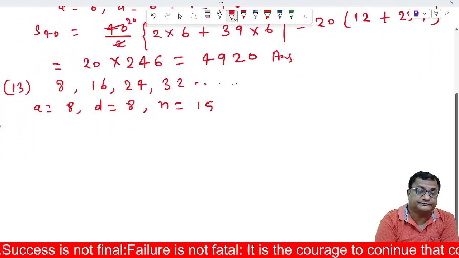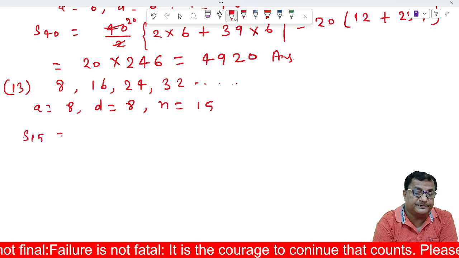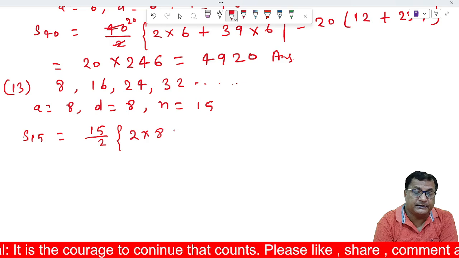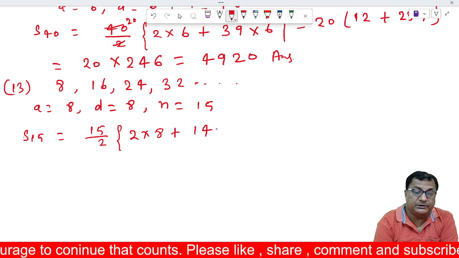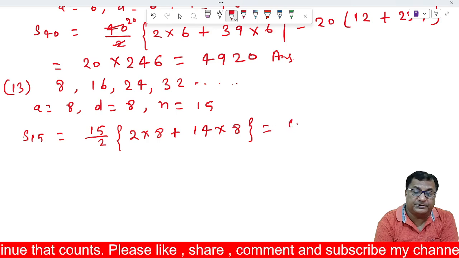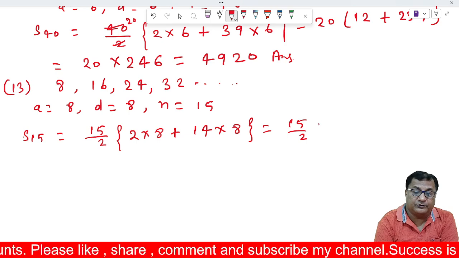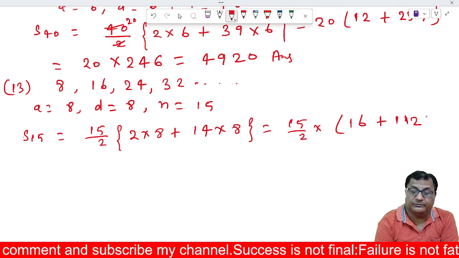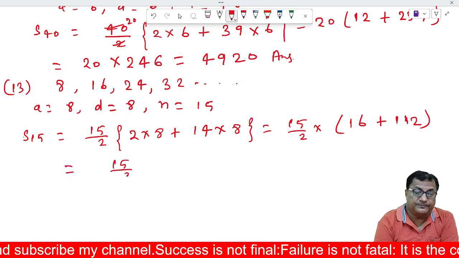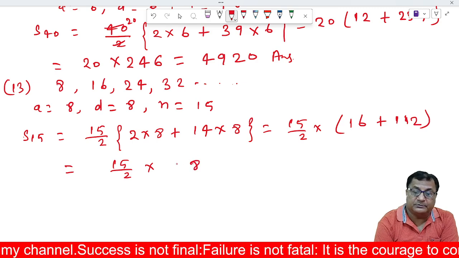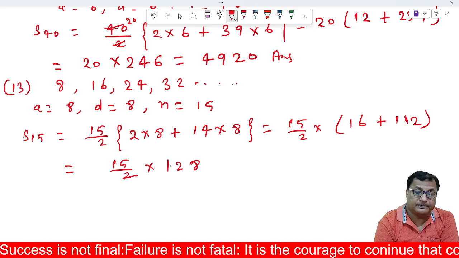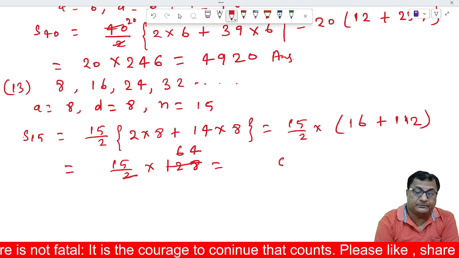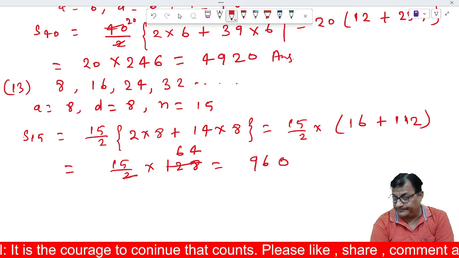Now we have to find the sum. So S15 is 15 by 2 into 2A, 2 into 8, plus N minus 1, means 14, into D, which is 8. 15 by 2 into, this will be 16, and if you add this, 16 plus 112 is 128. Now multiply this: 15 by 2 into 128 is 960. So this is the answer.